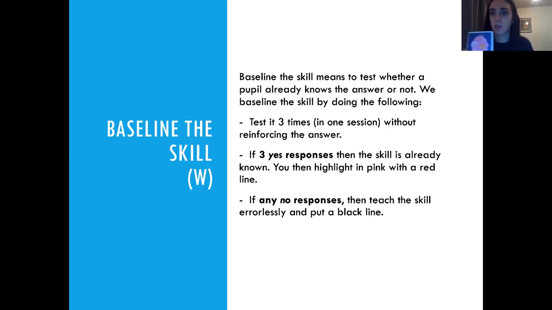So essentially we're going to ask the pupil whatever the skill is. Let's use our example of the flower again. If it's a tact, I'm going to say, tell me what you see. I'm going to wait and see what they say. And even if they get it right or wrong, I'm not going to reinforce during our baseline. So we're checking to see if they know it or not. If the pupil gets it right 3 times, then it's something that they already know.